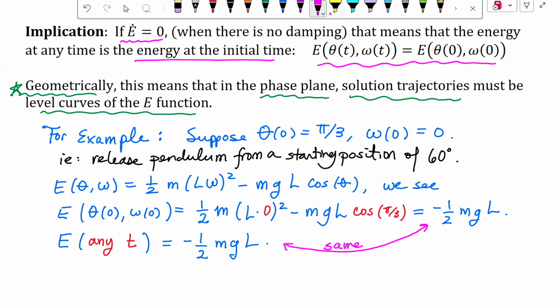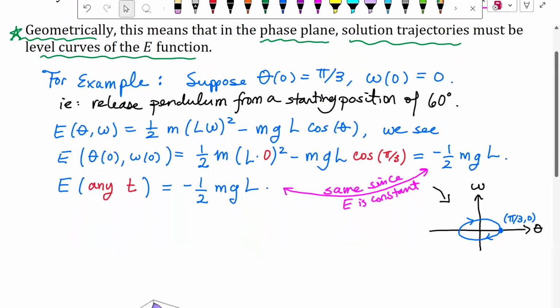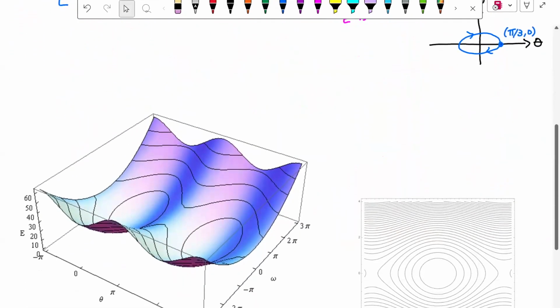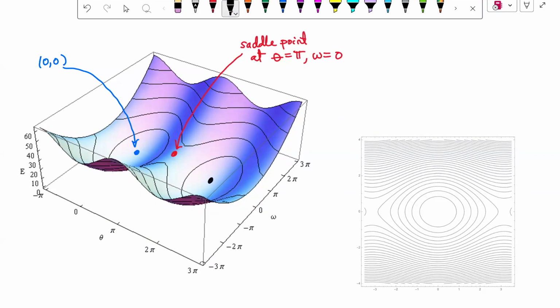What is this doing geometrically? This is describing the solution orbit in phase space. So if we have a particular path that starts at pi over 3, 0, the fact that the energy is constant shows that we have a closed loop. Let's look at this a little bit more in higher dimensions. Let's take a look at this point here. This is the origin 0, 0. Here we have a saddle point, and the bottom of each one of these bowls is a stable equilibrium point.